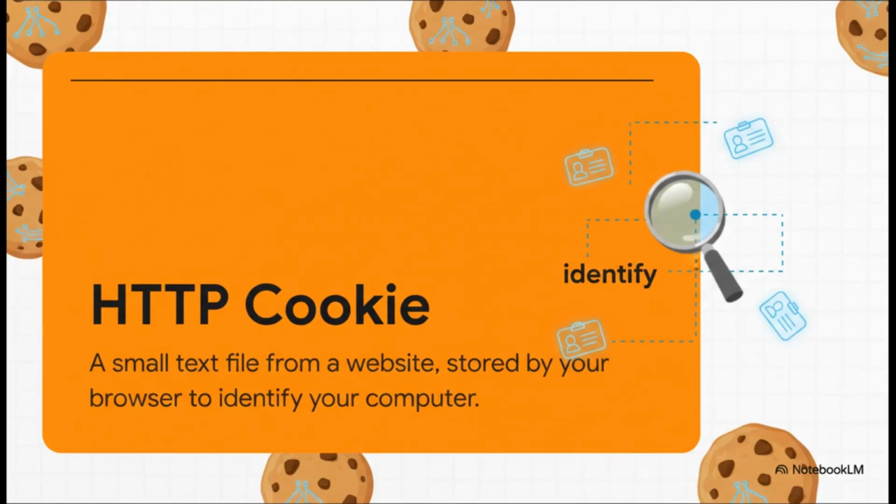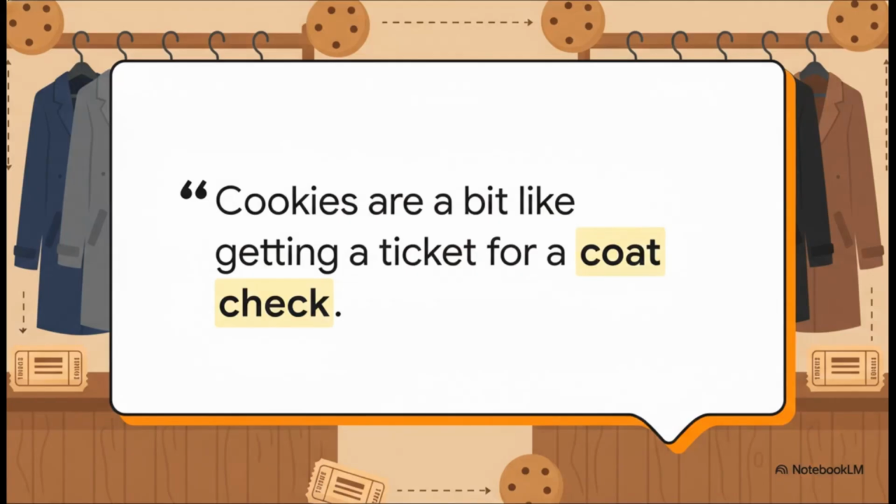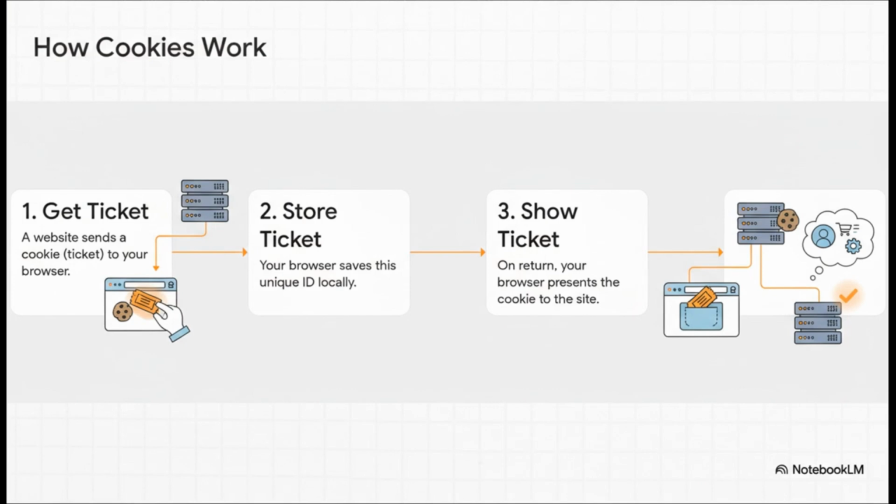So an HTTP cookie is basically just a tiny text file that a website gives to your browser. The best way to think of it is simply as an ID tag. It's how a website tells your computer apart from all the other millions of computers out there. Actually, you know a great analogy for this? A cookie works almost exactly like a coat check ticket. Here's how that ticket system works.